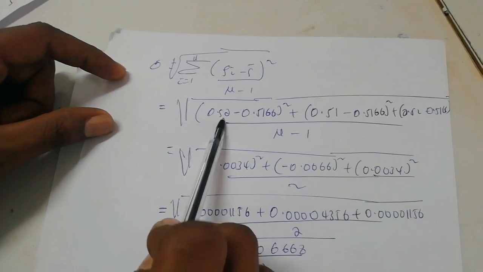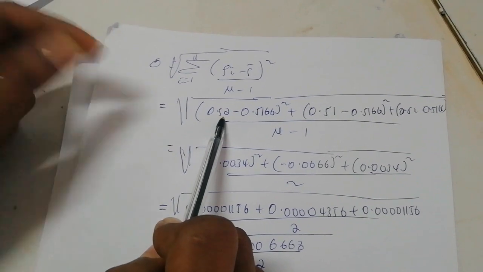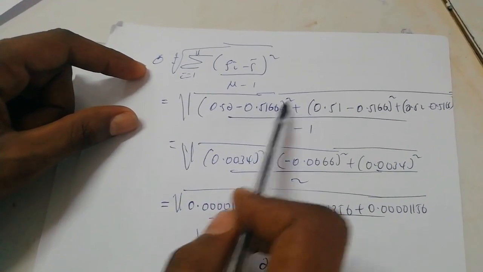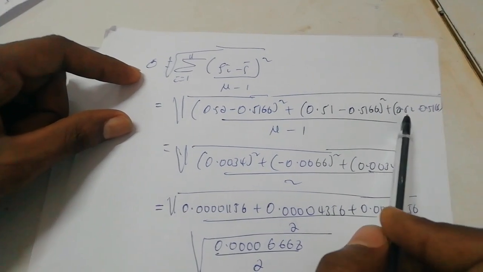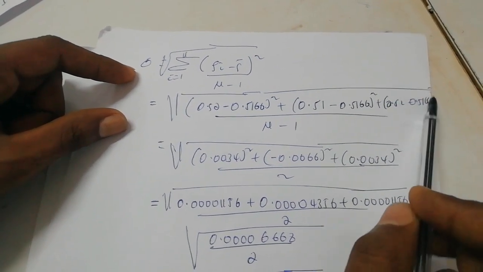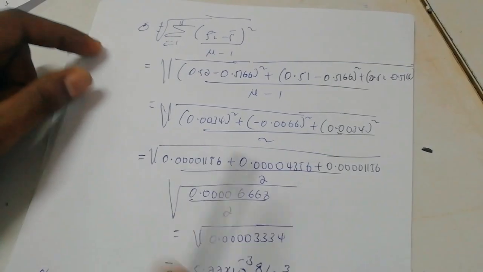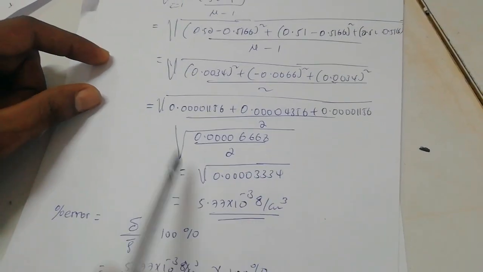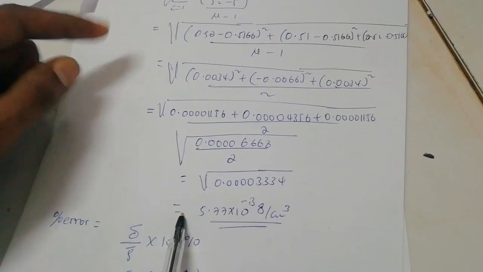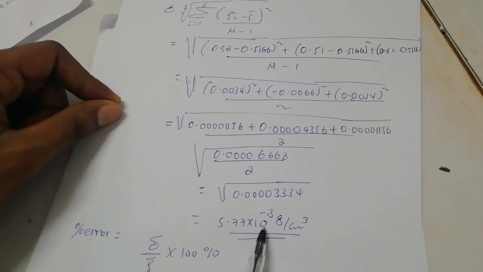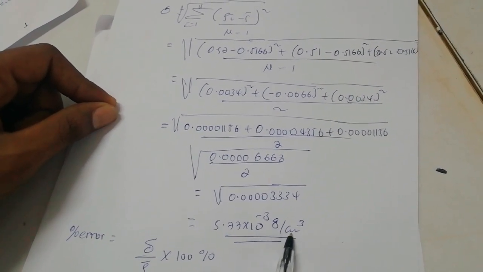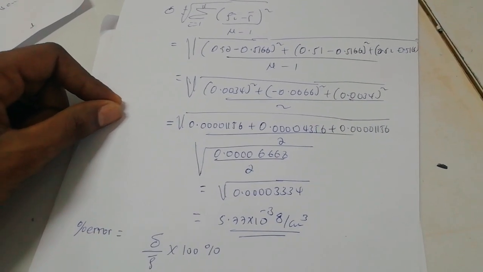So the first density minus the mean density, the whole square, plus the second density minus its mean, the whole square, plus the third density minus its mean, the whole square, over n minus 1. Using this step, at the end we get the standard deviation of this density as 5.77 times 10 to the power of minus 3 gram per centimeter cube. This is the standard deviation.